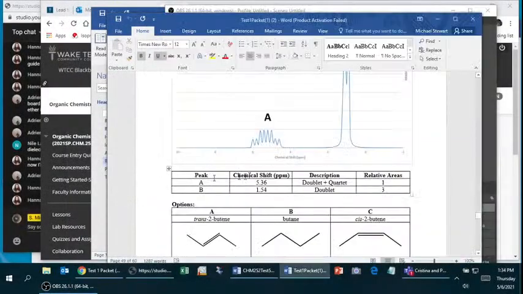So you got this problem here that says we've got an NMR spectrum. We've got two peaks, peak A and peak B, with chemical shifts 5.36 and 1.54. One is a doublet plus a quartet. The other is a doublet, and their areas are 1 and 3. And we've got 3 possibilities that are suggested here: trans 2-butene, butane, and cis 2-butene.